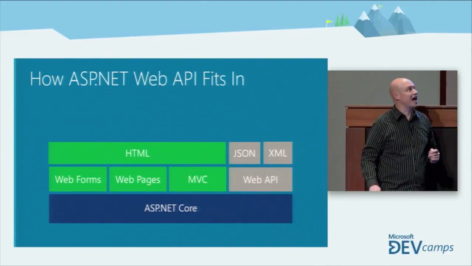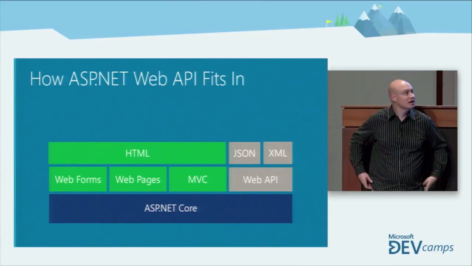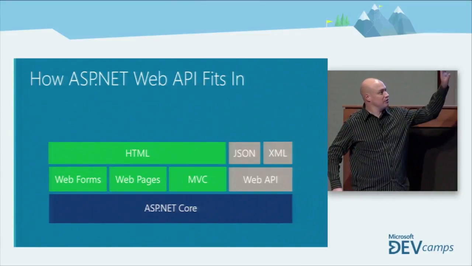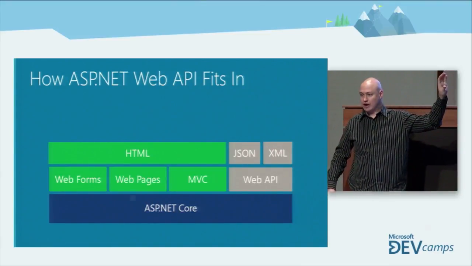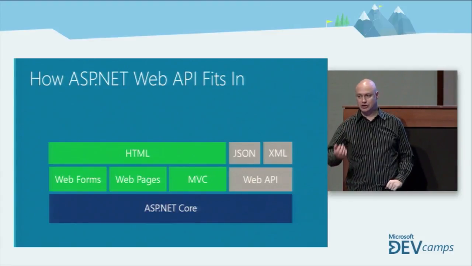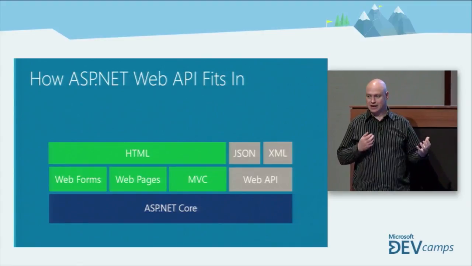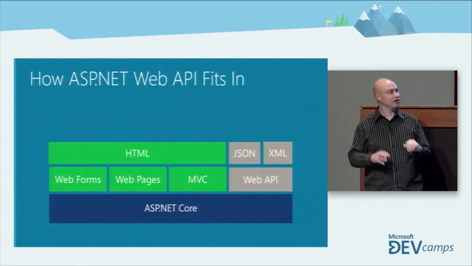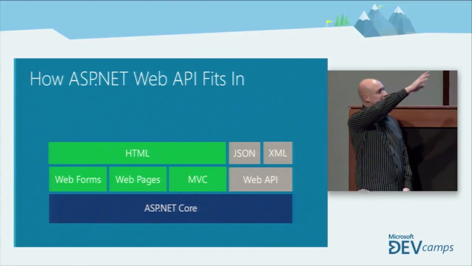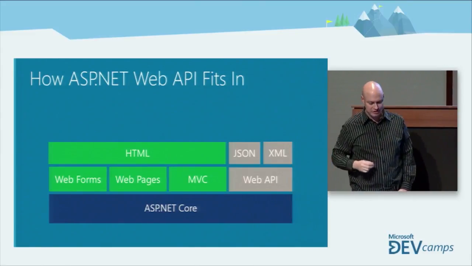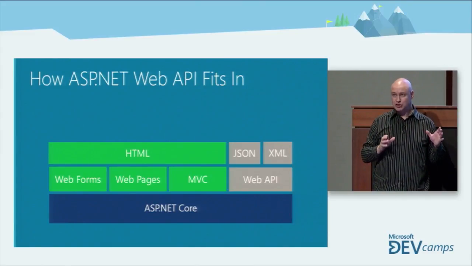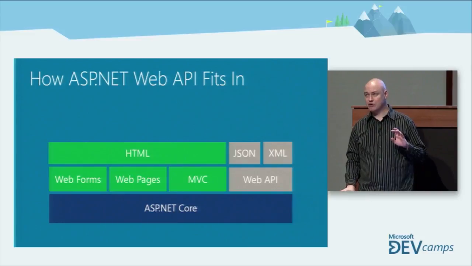Okay, so first of all, how does Web API fit in? So here I've kind of broken up, we've got the common ASP.NET Core running underneath. And this has things like security and caching and kind of your basic core level services. On top of this, I've split this up into two sections. So we've got this green block on the left and a gray block on the right.